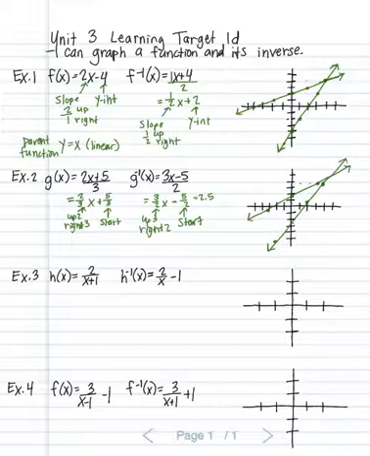Next example, example 3. So both example 1 and 2, our parent function was linear. With example 3, our parent function is rational, which is 1 over x, because x is on the bottom. It's not because it's a fraction, it's because x is on the bottom of that fraction. So let's just do a real quick reminder.